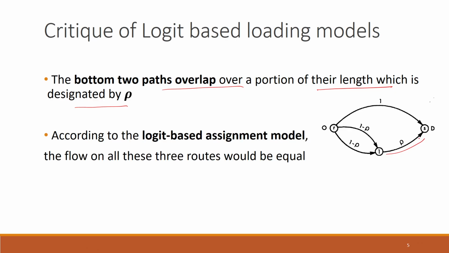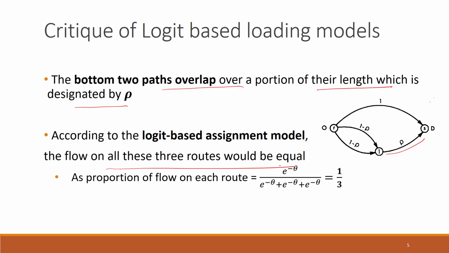Now according to the logit based assignment model, the flow on all of these three routes would be equal. Why? Because we will be determining the probability of choosing each of these routes, and since the measured travel time on each of these routes is equal to 1, when we use this expression for determining the choice probability, this is what we get. We have e to the power minus theta times 1, so that is why 1 is not shown here, divided by e to the power minus theta plus e to the power minus theta plus e to the power minus theta. So finally we get 1/3. The probability of choosing each of these three paths is equal, and is equal to 1/3.